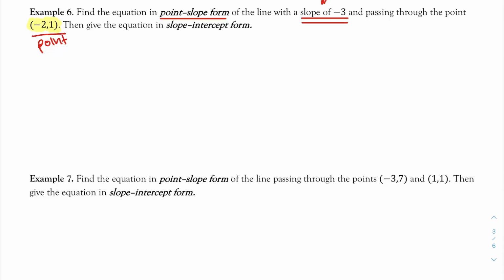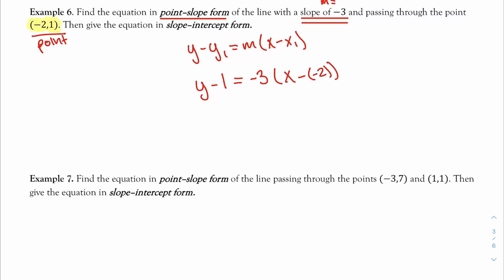So here I have m is negative 3 originally, and my point is negative 2, comma 1. If I use point-slope form, again, remember this is y minus y1 is equal to m, x minus x1. If I just fill in the blanks, I have y minus my y value. In this case, my y value is 1, is equal to the slope, negative 3, times, in parentheses, x minus negative 2. Making sure that we're being very careful with our positive and negative signs.